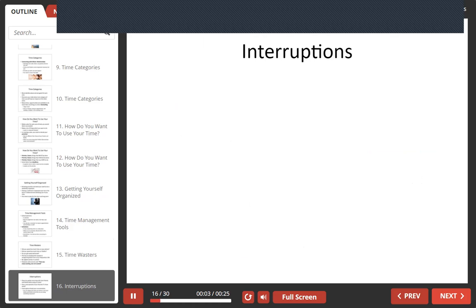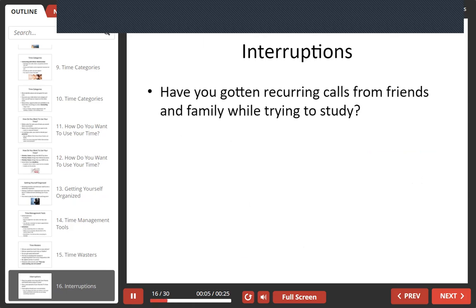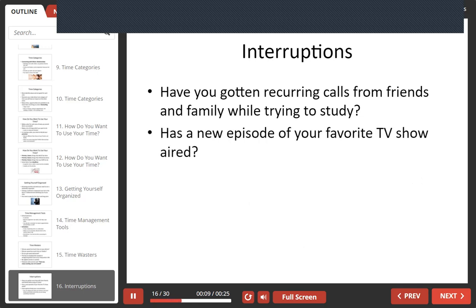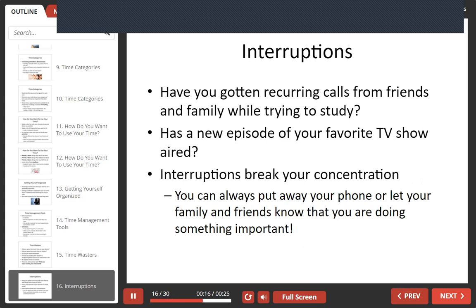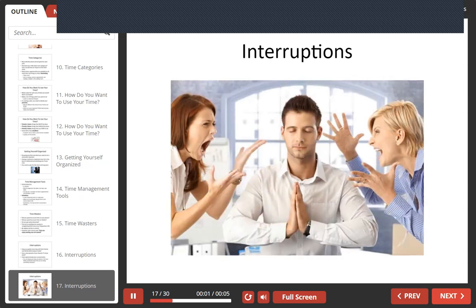Interruptions include getting recurring calls from friends and family while trying to study, for example, or a new TV episode airing on the same day that your major paper is due. Interruptions break your concentration. You can always do certain things, such as put away your phone or let your family and friends know that you are doing something important. This is a picture of somebody experiencing a major interruption.